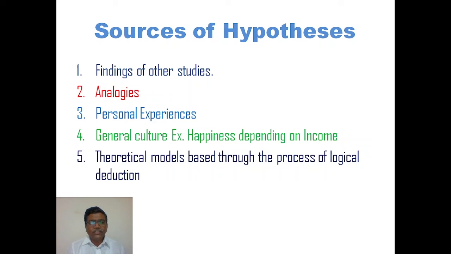Then from which sources can we frame the hypothesis? That's the sources of hypothesis. Number one, findings of other studies, that is, the review of related literature, as we call it. Number two, analogies. Number three, personal experiences. Number four, general culture, for example, happiness depending on income. This is about society in general. Number five, theoretical models based on the process of logical deduction.